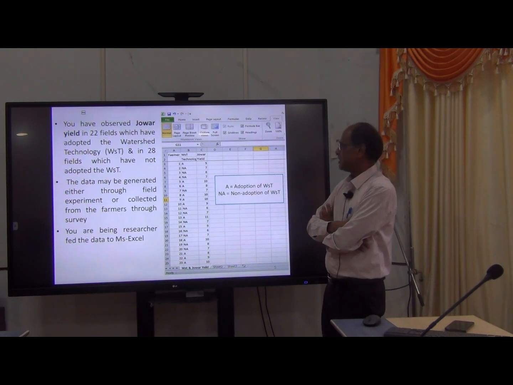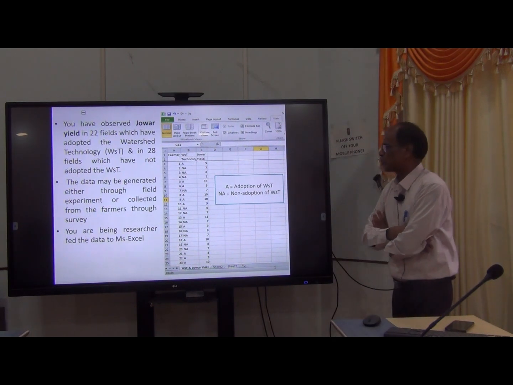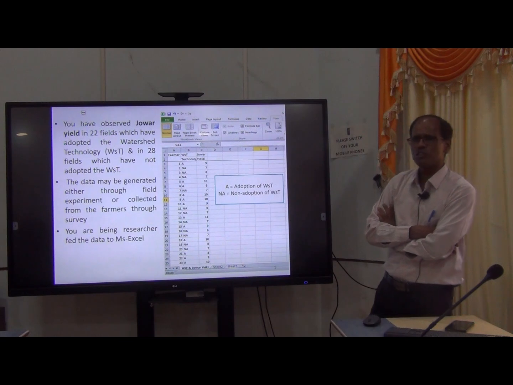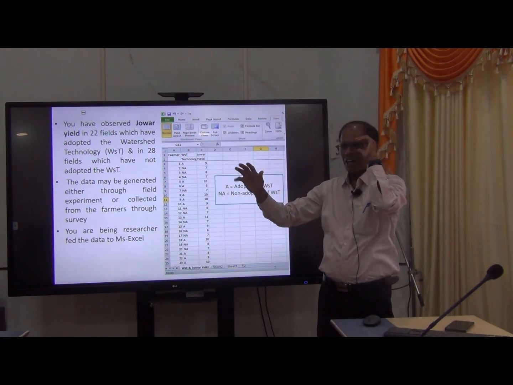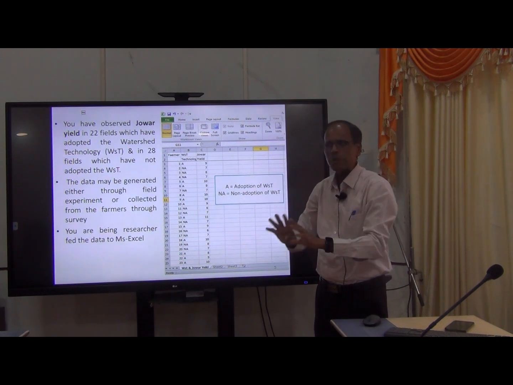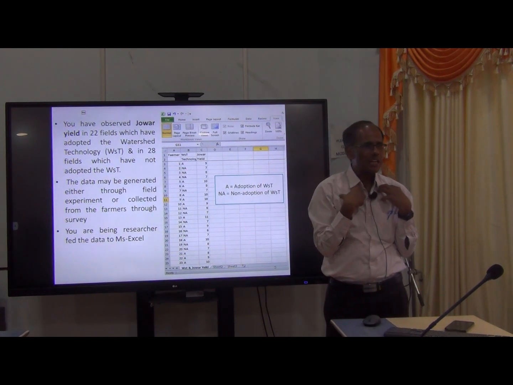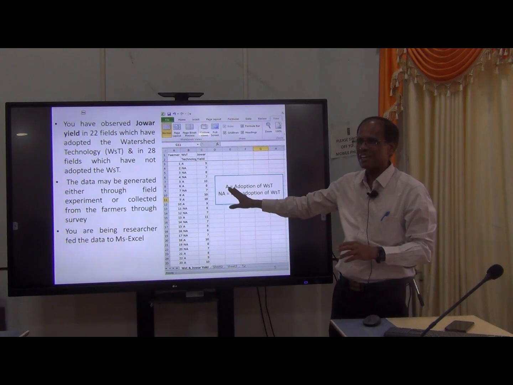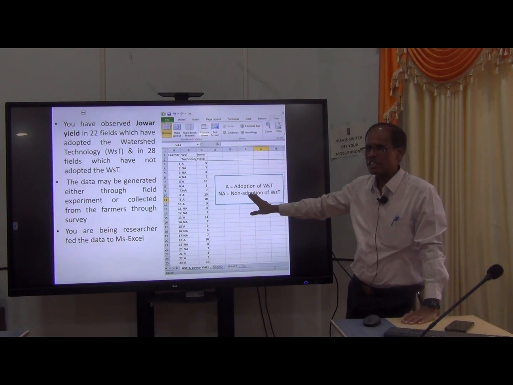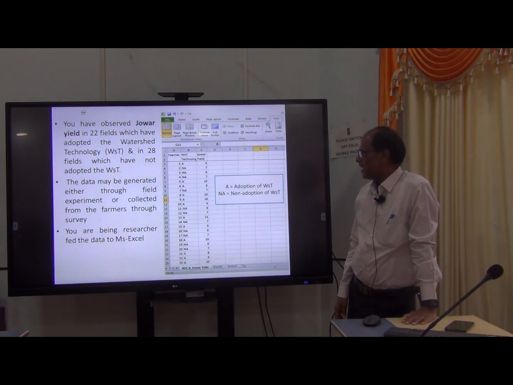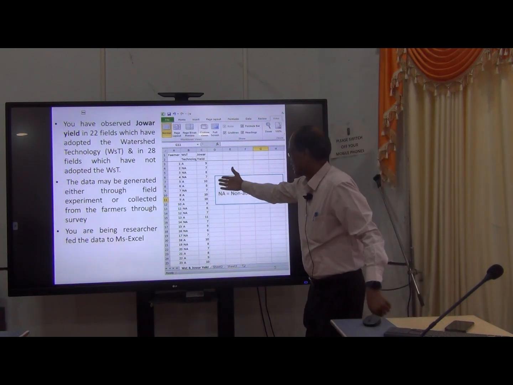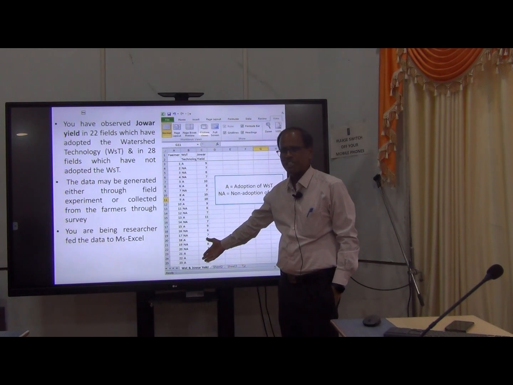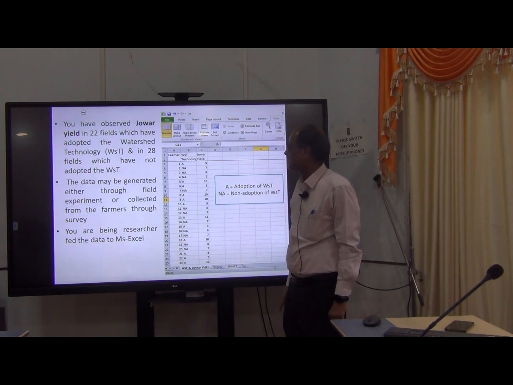And this data may be generated either through a field experiment or collected through a sample. By adopting the technology, an agronomist can do it through experiments, or we can collect the data from the farmers. In fact, it is collected from the farmers. It is survey-based data. And being a researcher, you have collected the data and fed it to an Excel worksheet like this.